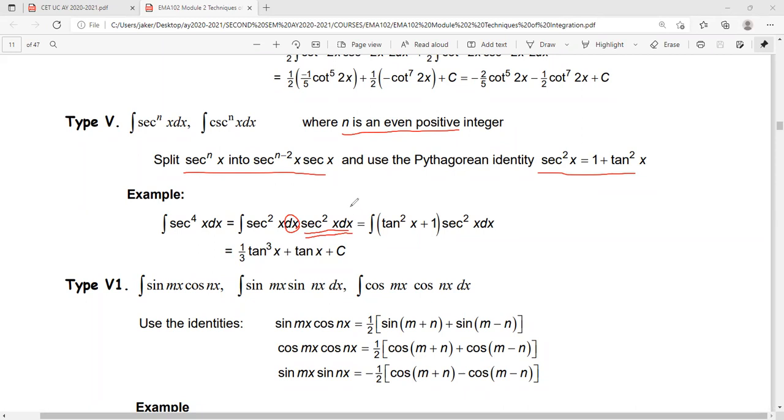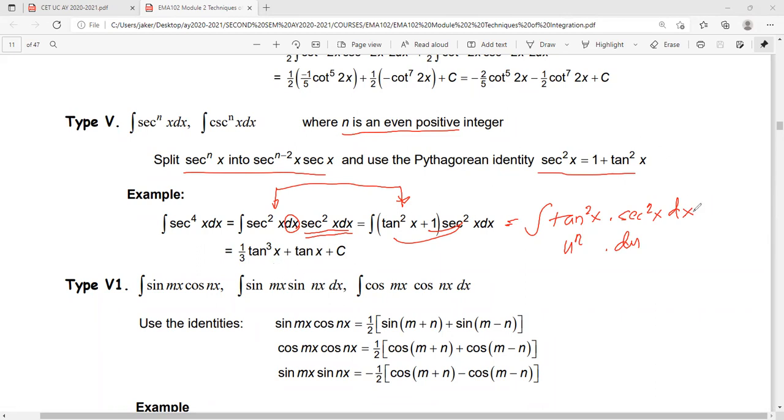We don't do anything to this because that's already the derivative of this. Transform secant squared of x, which is what? The transform of secant squared of x is tangent squared of x plus 1, which is its equivalent identity. If you distribute the secant squared of x dx to these two, they are readily integrable. The first integral will have the tangent squared of x times the secant squared of x dx. This is u raised to n du. So you use power rule.